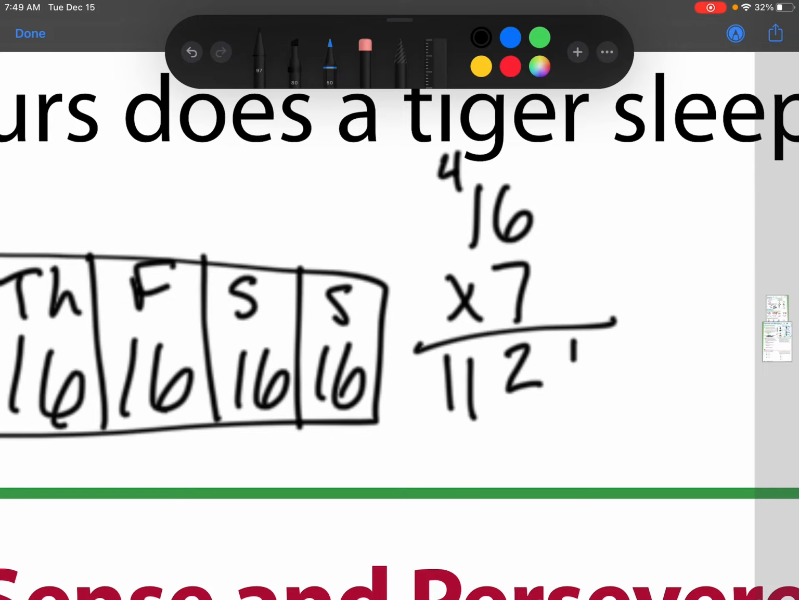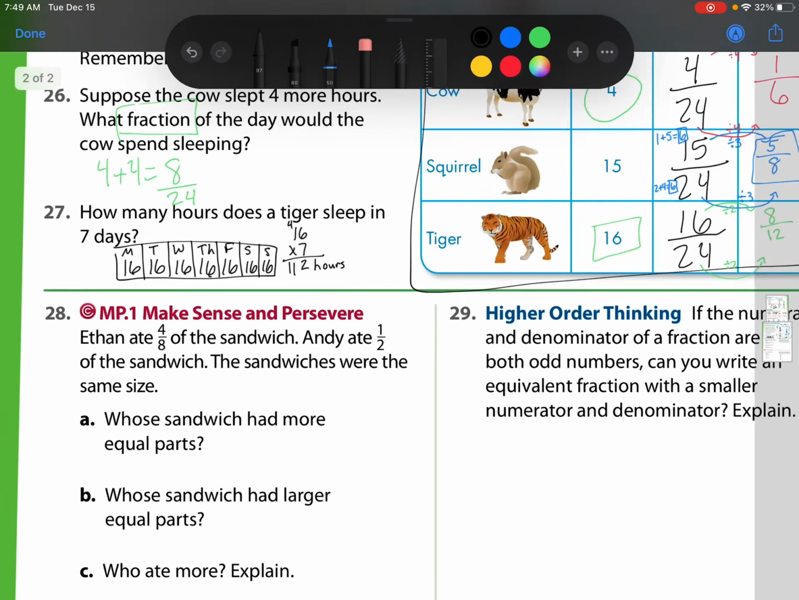So how many hours does he sleep? He sleeps 112 hours in 7 days. I wish I was allowed to sleep that much.